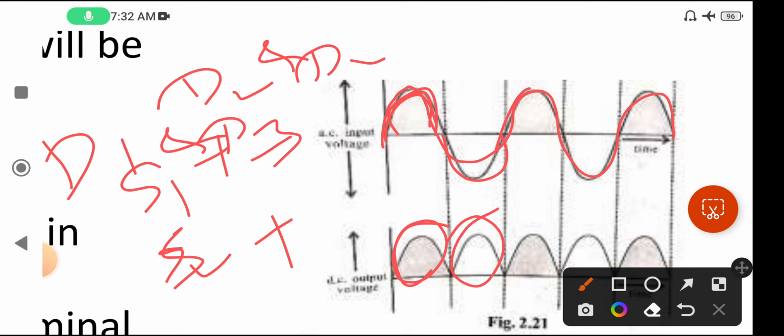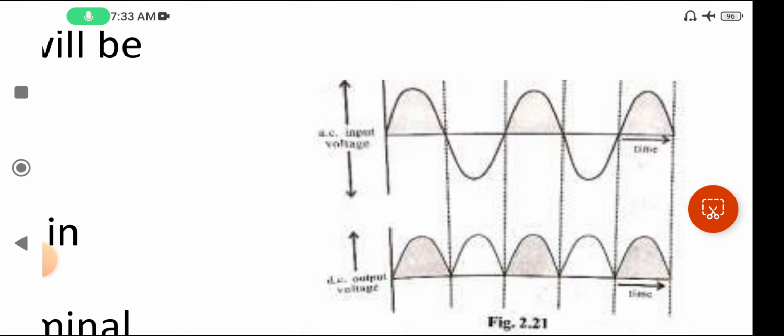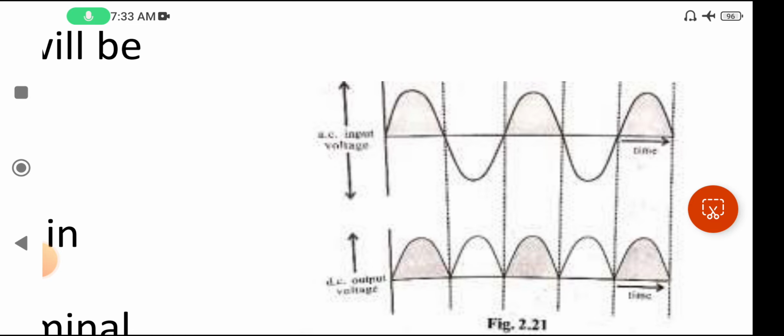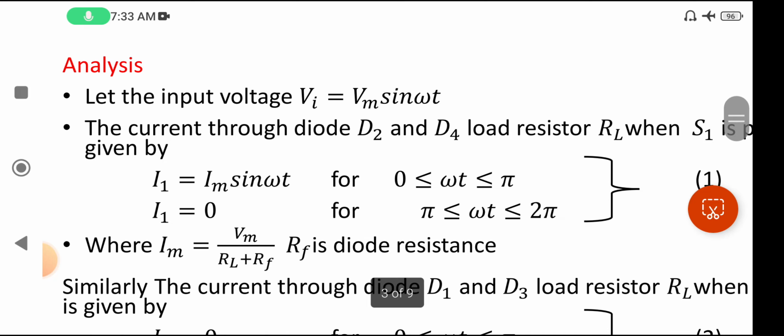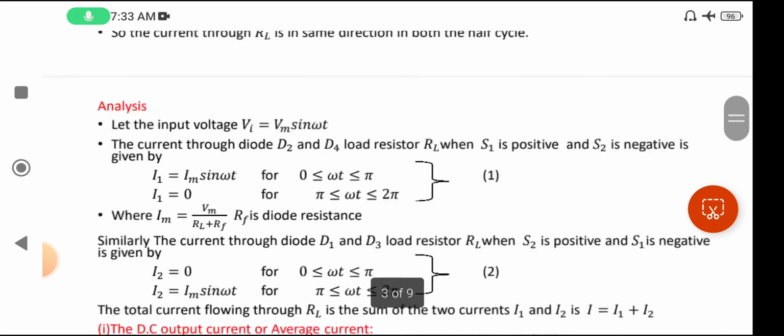So like this, for the positive half cycle on this, and for the negative half cycle on this, we continuously get a one-sided waveform. A one-sided waveform is simply DC, but it is not pure DC; it contains pulsating DC. And now the mathematics, that is, the analysis.